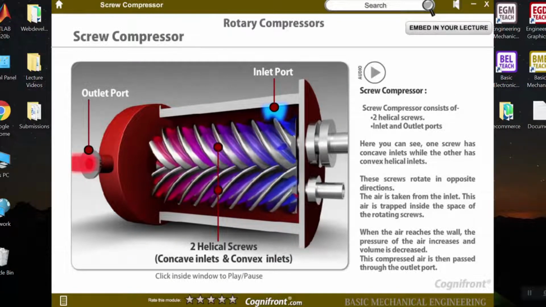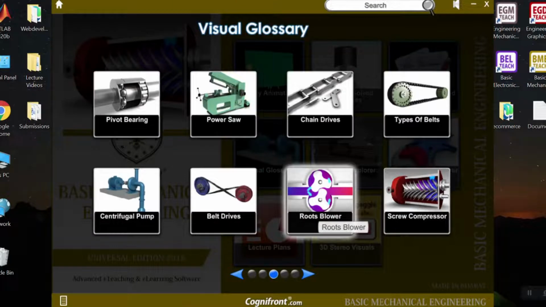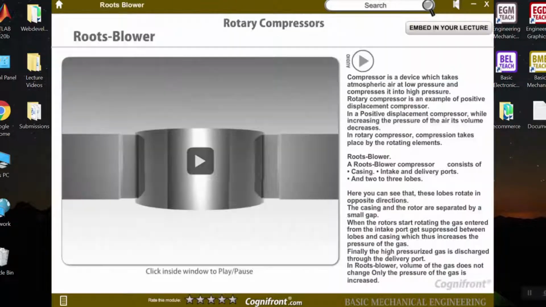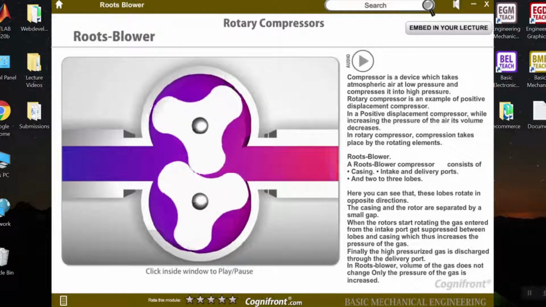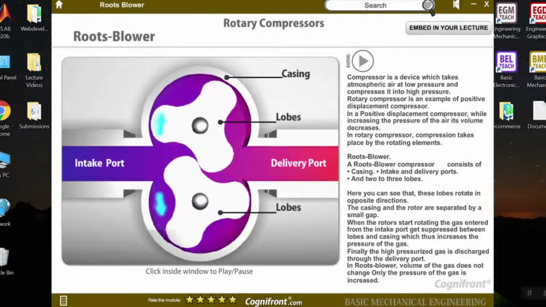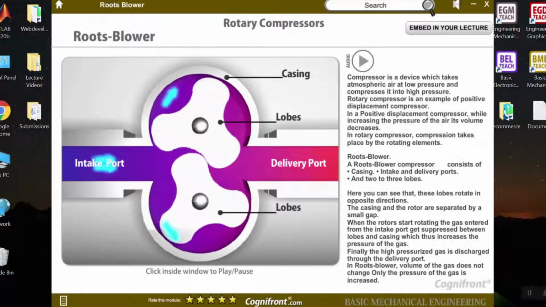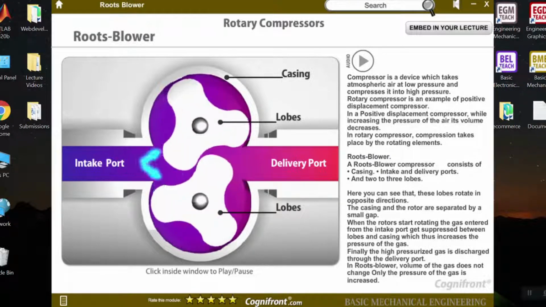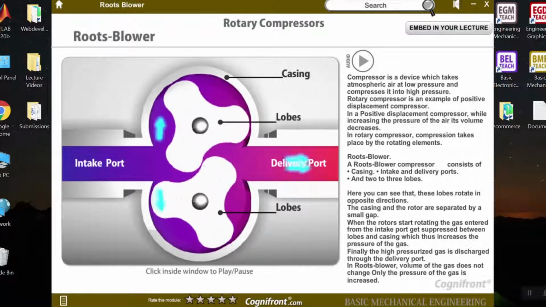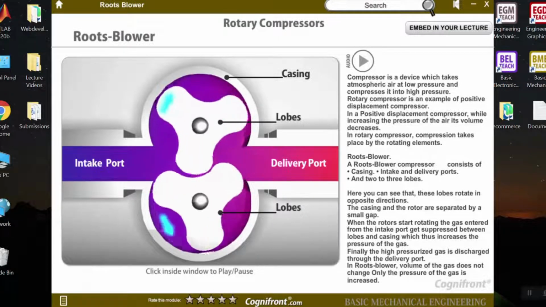So next to it a glossary is also given. Next we have another example of a roots blower. Here also the animated video of a roots blower is given. The parts are also shown. Here it shows how the air is taken from the intake port and gets compressed, and how air moves from the intake to the delivery port.